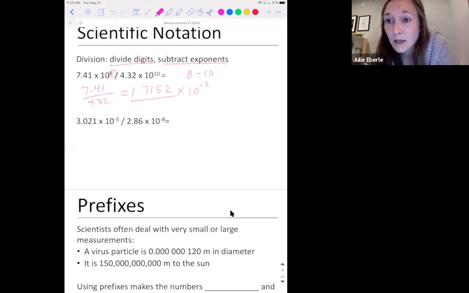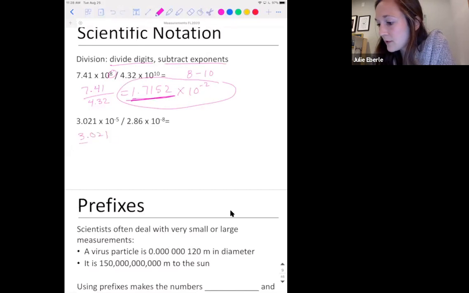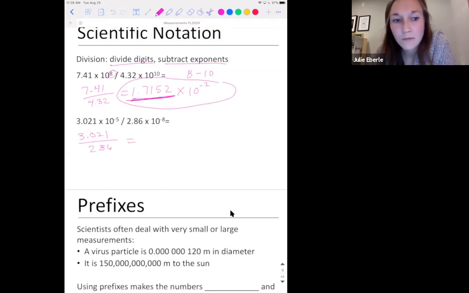That's the thing that people miss. They'll do the problem right, but then they'll forget to change it to the correct format, which is a number between 1 and 10. You should double check that your base number, what I've underlined, is between 1 and 10. All right, last one, last practice, we have 3.021 divided by 2.86. So you're going to write that base number down. Anybody get it?